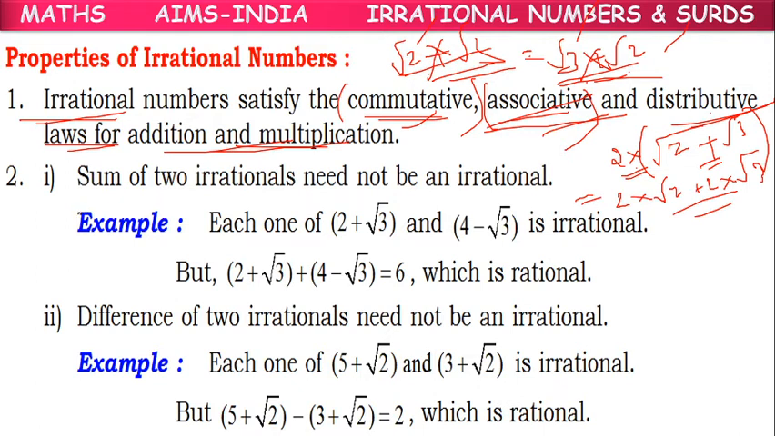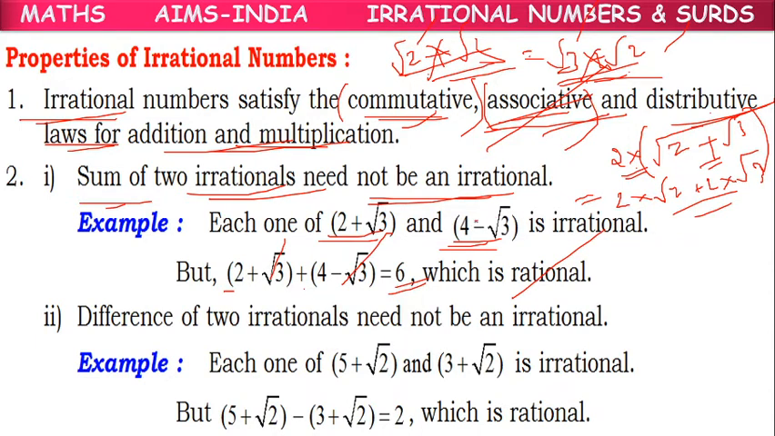Next, the sum of two irrationals need not be an irrational. Suppose we have 2 plus root 3 and 4 minus root 3. If we add both of them, plus root 3 and minus root 3 cancel. 2 plus 4 is 6, which is a rational. So if we add two irrationals, it may be a rational, it may be an irrational.